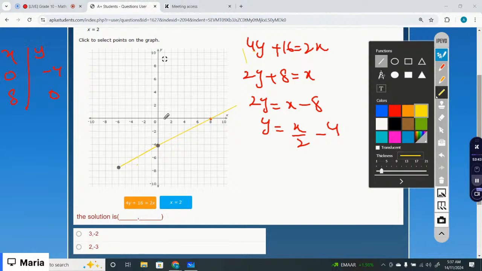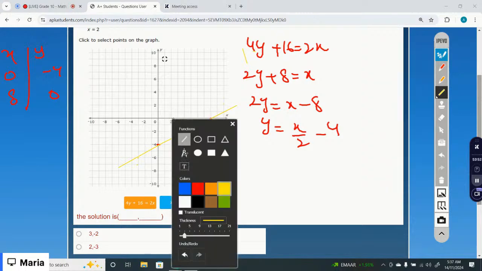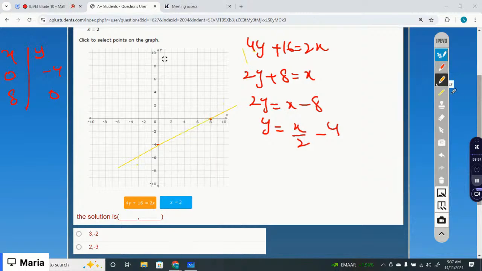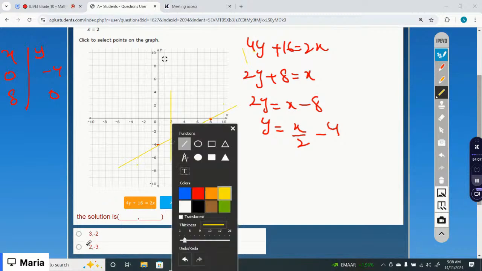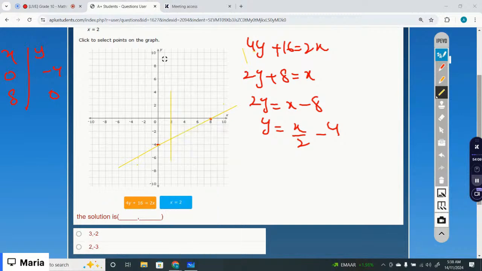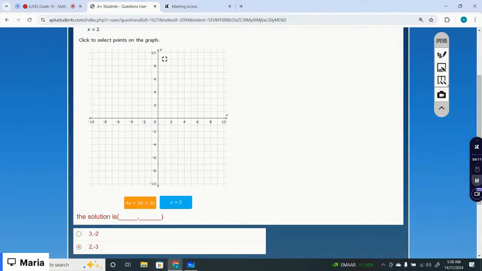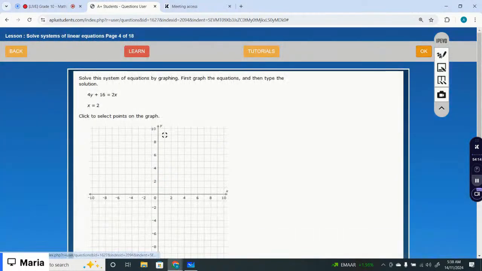Okay, the second one is x equals 2. Here is x equals 2. So the solution is x equals 2 and y equals negative 3, right? The solution is 2 and negative 3. Option number 2 is the correct option. Got it?